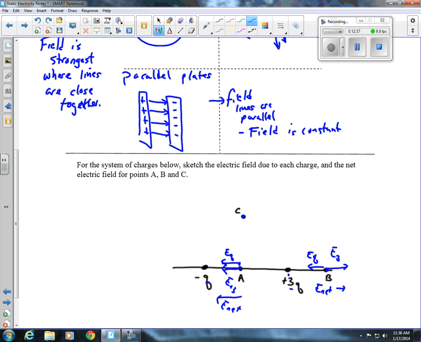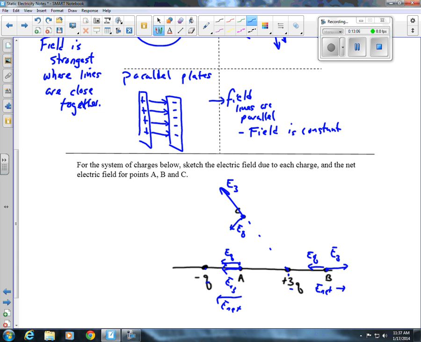The last one is for point C here. So I imagine myself at point C, and I have to go away from this plus charge. So I'm going to go this way, away from it. That's going to be my E3. I imagine myself at C, I'm going to have to go towards the Q. So along this direction, I'm going to go towards it. So that'd be E for the Q. Again, notice I've made the 3 bigger than I made the 1 for the Q because it's a bigger charge.